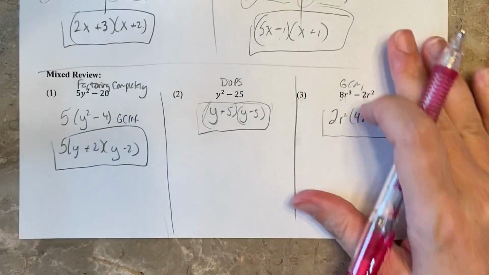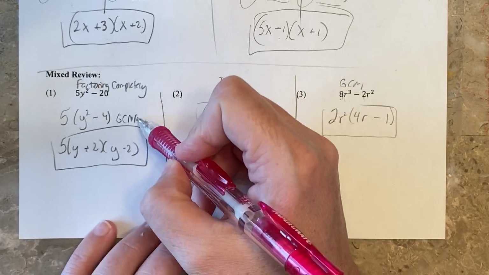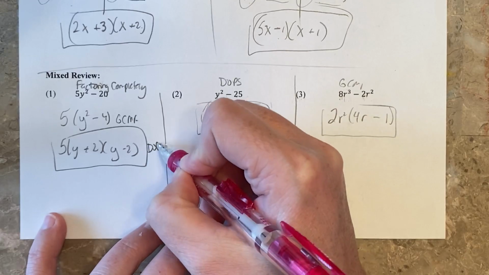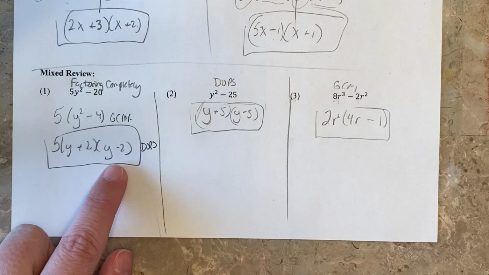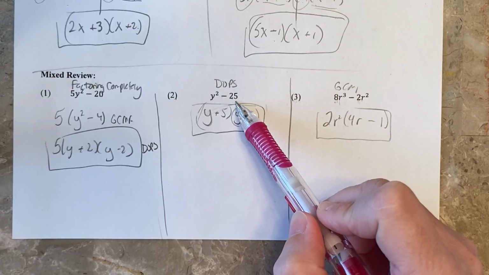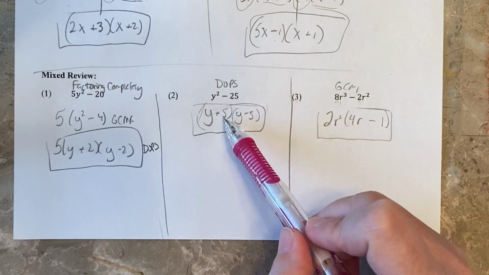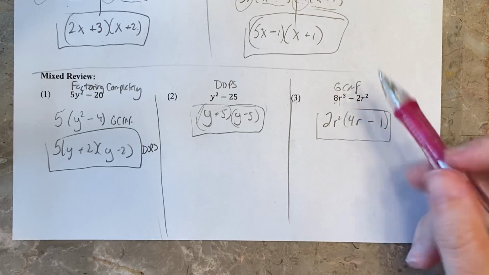All right, and the last 3 was just some mixed review. This one I did tell you was factoring completely, which means 2 steps. So it is GCF first, and then DOPS was second. So 5, and then y plus 2 and y minus 2. This one is DOPS, difference of perfect squares. Again, 25 is a perfect square. Take the square root of both sides, 1 plus 1 minus. And this last one is your GCF, which is basically what we were doing in this.